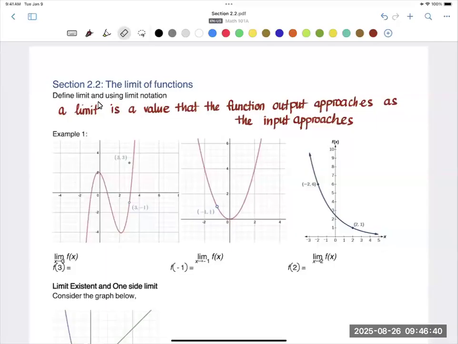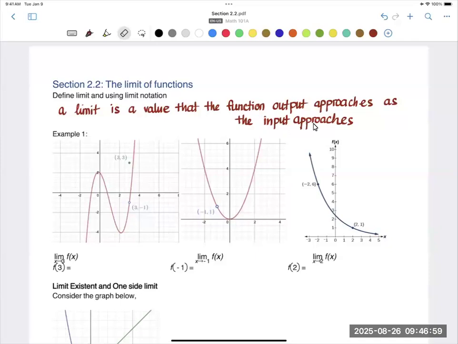Now, in this section, we will talk about the limit of a function. We're going to first take a look at the limit of a function on the graph, but define limit and use limit notation. What is a limit? A limit is the value that the function output approaches as the function input approaches a certain value.